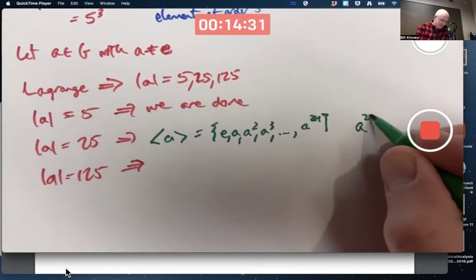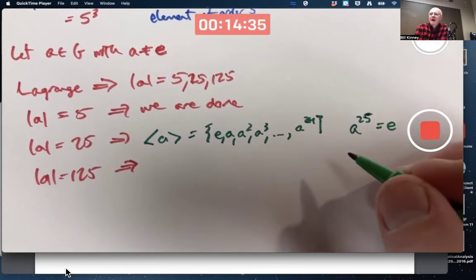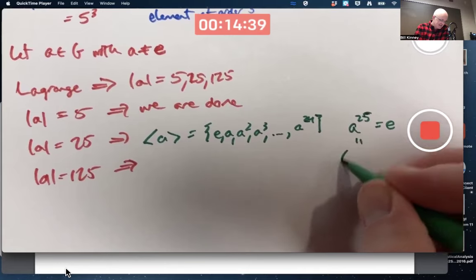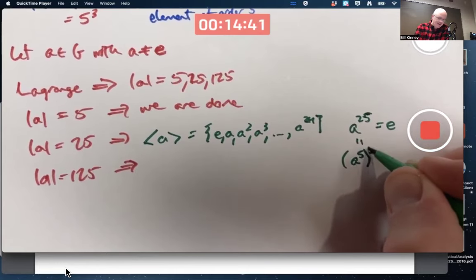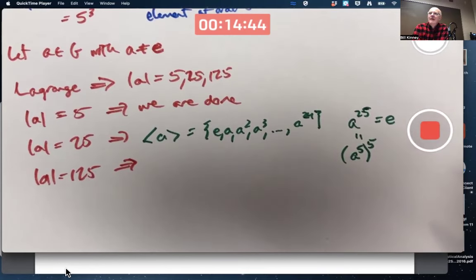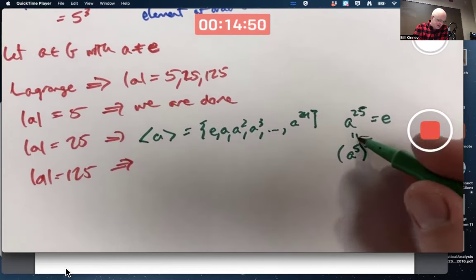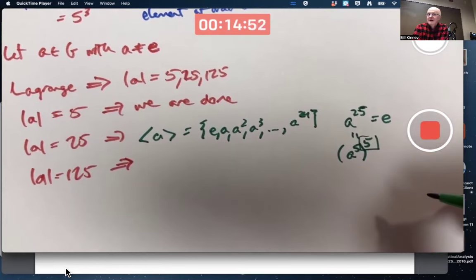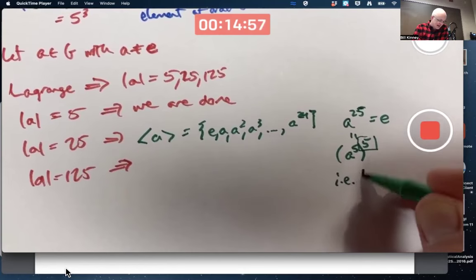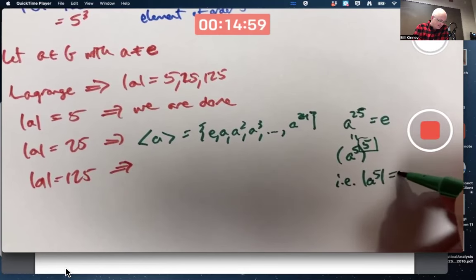A to the 25th would be E, and that would be the smallest positive power of A that gets you back to E. That's the same as A to the 5th to the 5th. Multiply the exponents. And that would be the smallest positive power of A to the 5th that gets you back to E, i.e., A to the 5th has order 5.